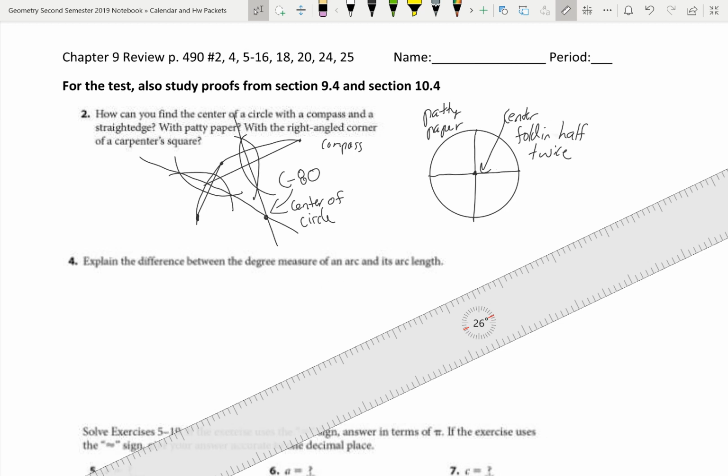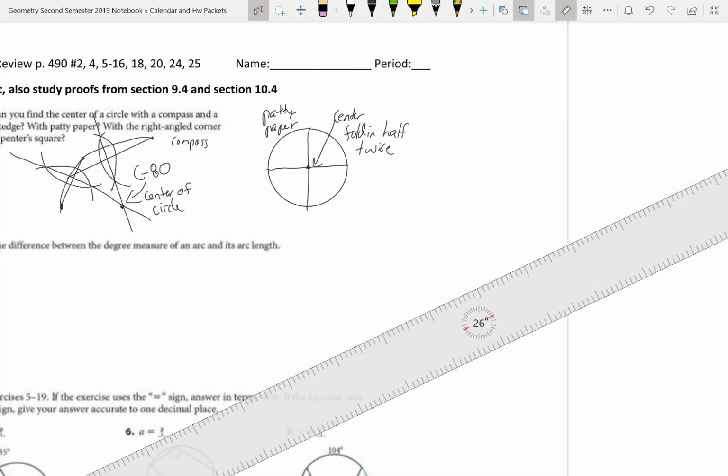With a right corner carpenter's square, if you have a circle, what you can do is, if you have a right angle, you put that somewhere on the circle and you'll make what's called an inscribed angle. And then you'll draw in a diameter, because you know that an inscribed angle that's 90 degrees, the endpoints are on the diameter of a circle, or they intercept an arc that's 180 degrees. Now, if you do that twice, I draw in a diameter, then where those two intersect should be the center.